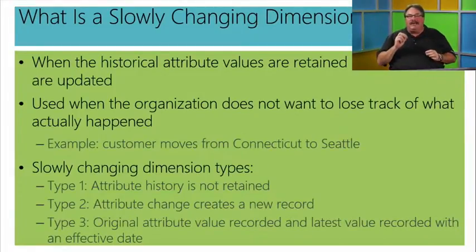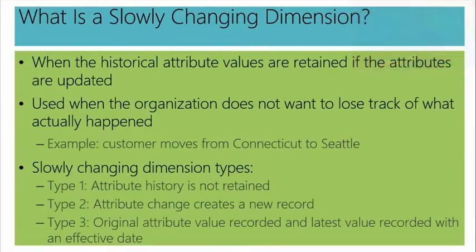Now, a slowly changing dimension, this is one that you're going to run into a lot. A slowly changing dimension is a dimension where the attribute values of the dimension change over time. They are retained if the attributes are updated. So, for example, if a customer lives in Connecticut, I happen to live in Connecticut, so.